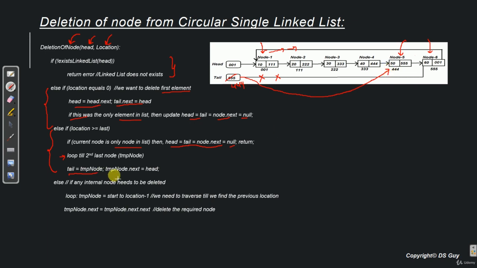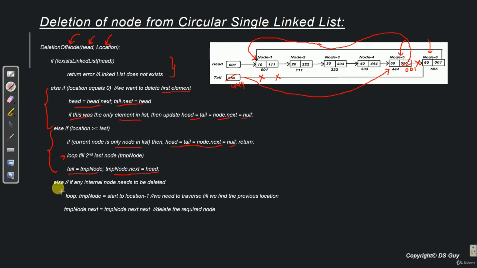Now the next step is temp node.next is equal to head. So temp node.next is basically this reference variable here. This needs to be updated to head. What is head? Head is node 1. So we put 001 here. This will automatically create a link between node 5 and node 1. So now you see that node 6 is completely isolated and is not being referenced by either node 5 or tel. So it automatically gets deleted by the garbage collector. So this is how we delete the last node in a list.